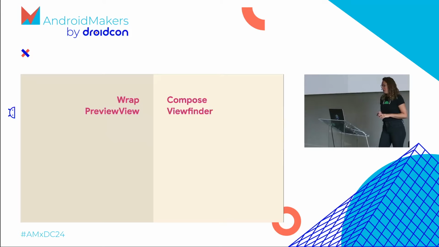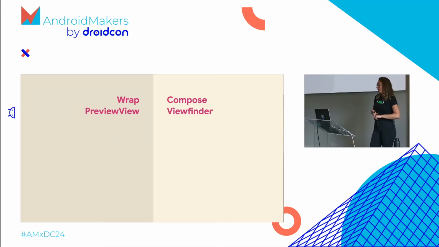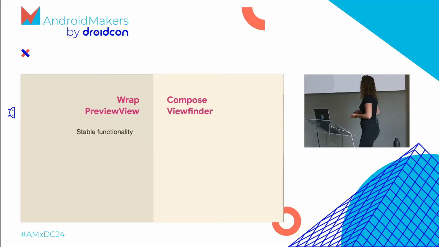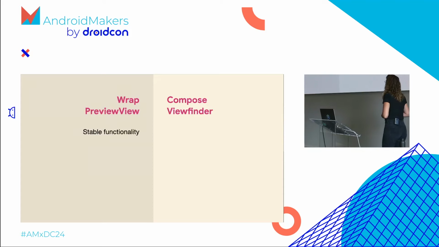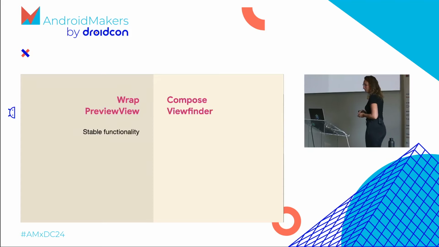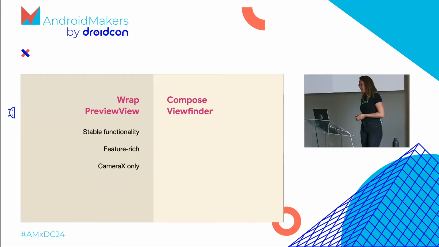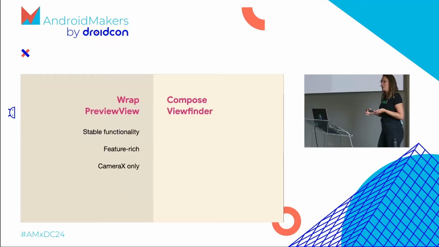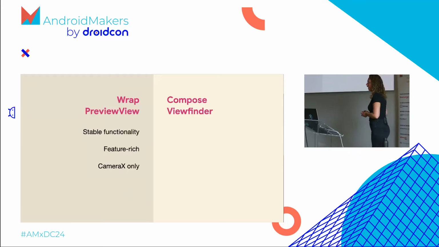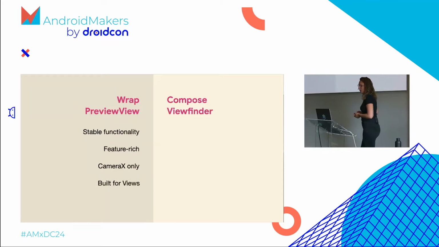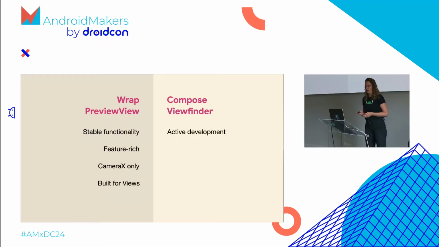So should you wrap preview view or use this new Compose viewfinder artifact? Well, I mean, the preview view is the stable one, so for now, yes, that's what you want to do. It contains many features, but it only works with CameraX. So if you were going to use Camera2, you're actually in a bit of trouble and you would have to implement your own thing. And as I said, it's built for views, doesn't always play nice with Compose.